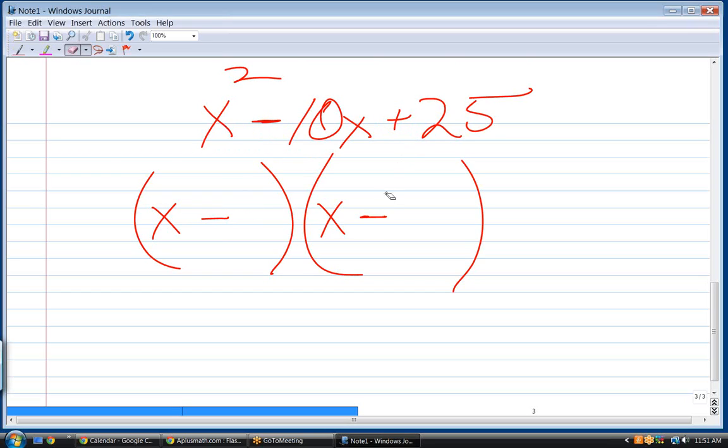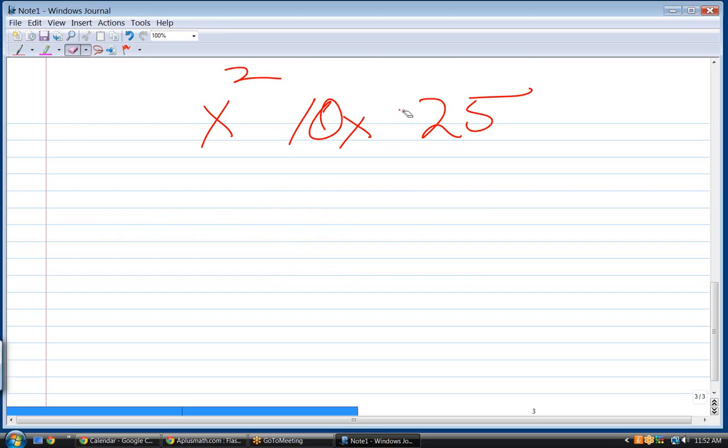That would be both negative, and then 5 still. In other words, I still want factors of 25 that add to the number 10. Well, that's still 5 and 5. And that's how that breaks up. And if you multiply this back together again, you will get this. That's our whole goal, is to break it apart. Okay, you with me? So far actually pretty easy, right? Well, let me give you another one.